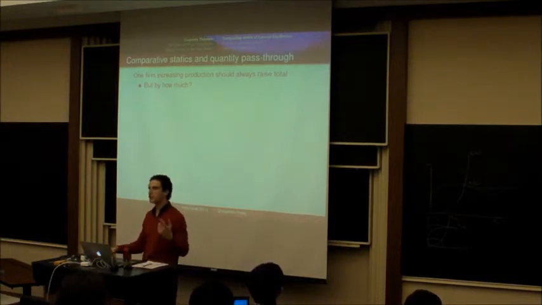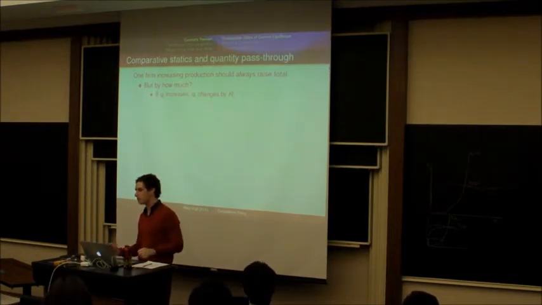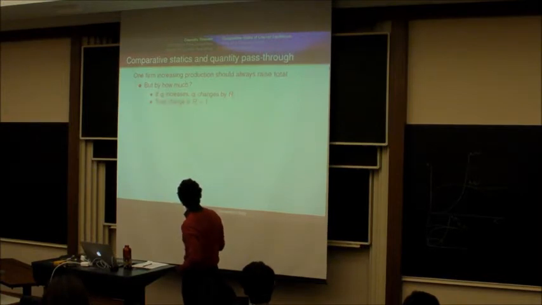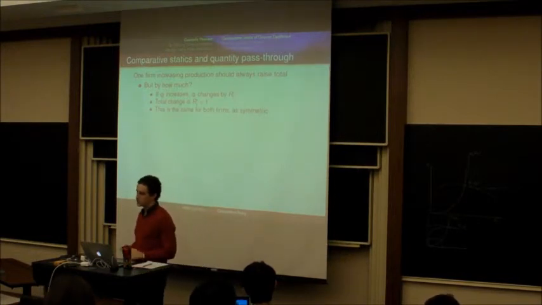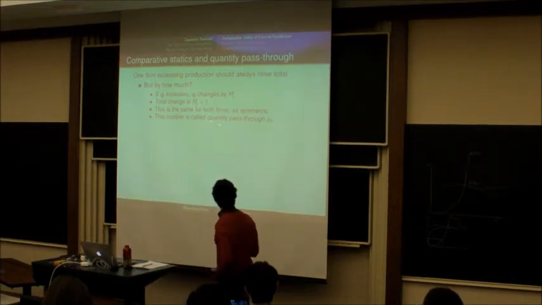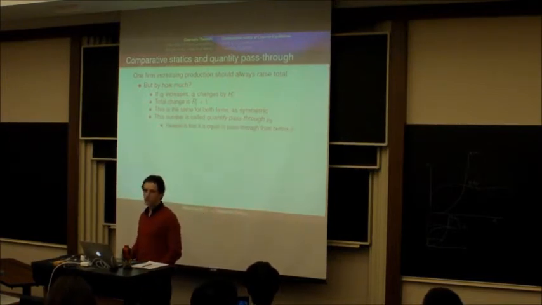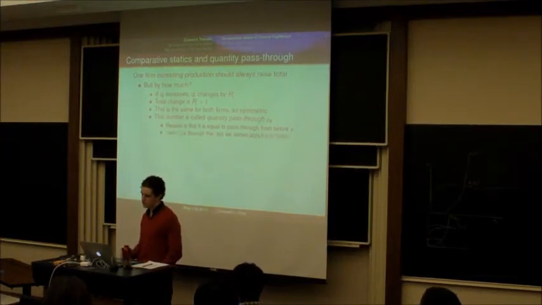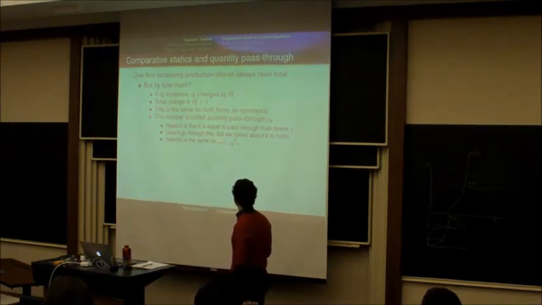Well, it's going to increase it by the initial amount that the firm increased by, which is 1 unit, plus whatever the change in the other firm's production is, Ri prime, right? So it's going to be Ri prime plus 1. And let's assume that the firms are symmetric, then this will be the same for the two firms. And this number is called the quantity pass-through rate, rho Q. The reason it's called the quantity pass-through rate is it's exactly equal to the pass-through rate, but I talked about that in the turbo section, and I'm not going to talk about that here. So the stability condition is the same as saying that the quantity pass-through rate is less than n over n minus 1.